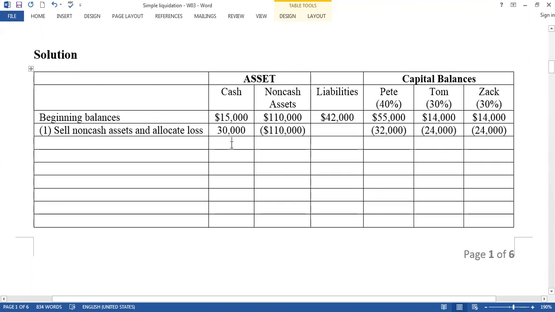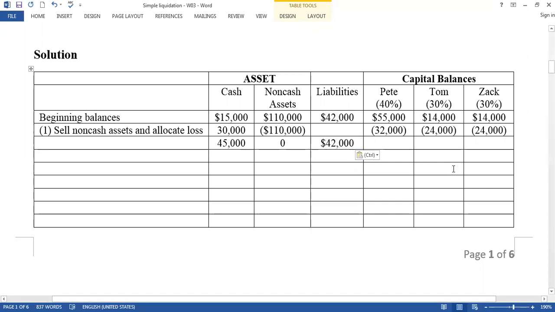Now, what is the balance now? Cash balance is now $45,000 because our cash increased, right? Now, what is the balance of non-cash asset? 0, right? It is closed. Now, what is the balance of our liability? So we calculate the new balance again. So liability balance is $42,000.